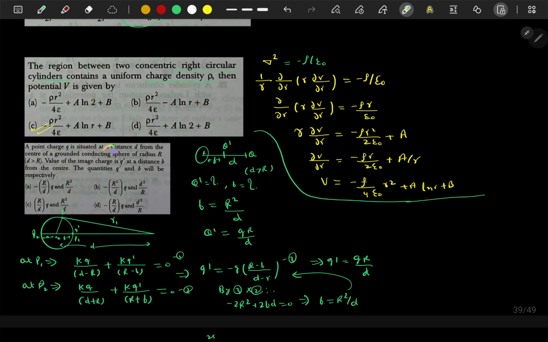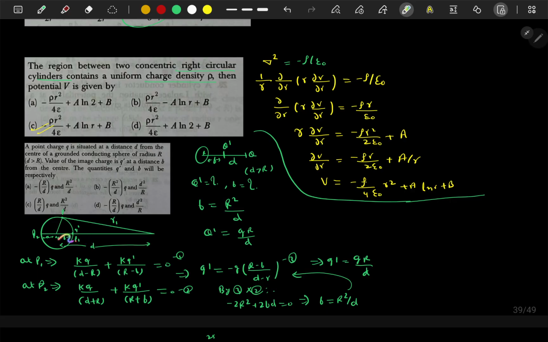Now again, a point charge q is situated at distance d from the center of a grounded conducting sphere of radius r, d greater than r. The value of the image charge q prime and its distance b from the center, the quantities q bar will be. So here you can solve this, but in the exam you have to remember this type of question, because it takes almost 5 minutes to solve, and you don't have 5 minutes there. So just remember this. b dash in this situation, this is the q, this is q bar, the distance is given by, so q prime will be qr by d and r square by d will be b.